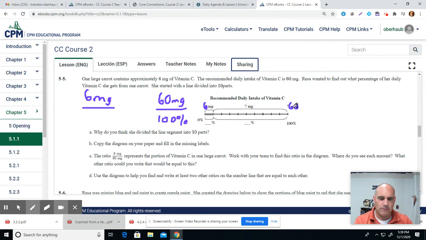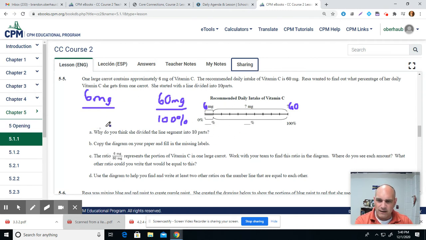I think this has something to do with it. Is there some connection between 60 and 6? And my answer is yes, 10. So if I take and I divide 60 up into 10 equal pieces, then each piece is going to be worth 6 milligrams. All right, so B, copy, fill in. All right, we filled in all of this.